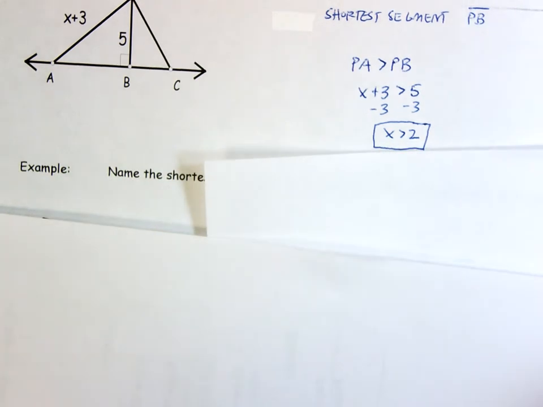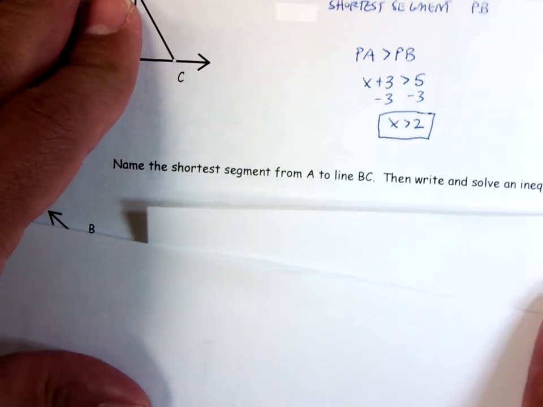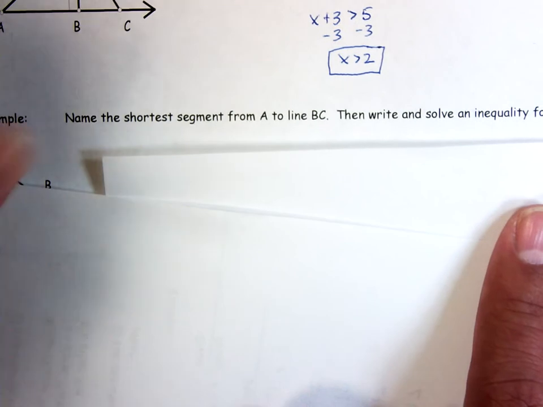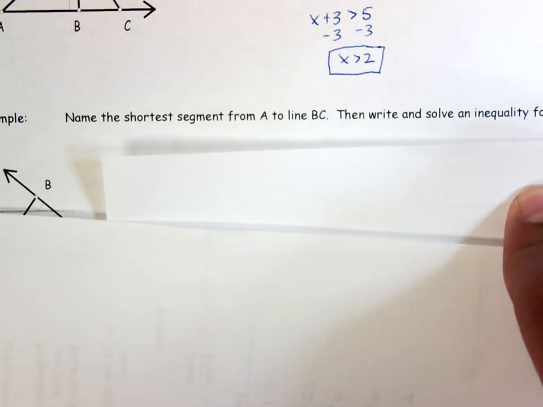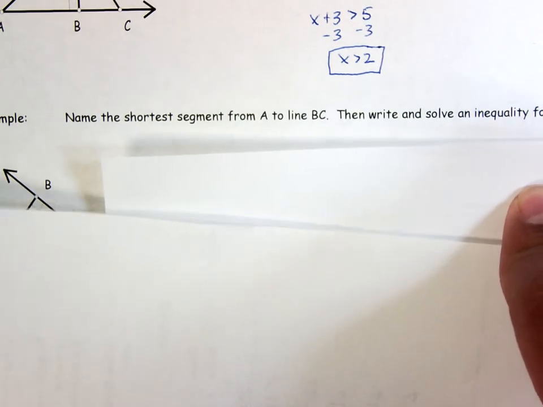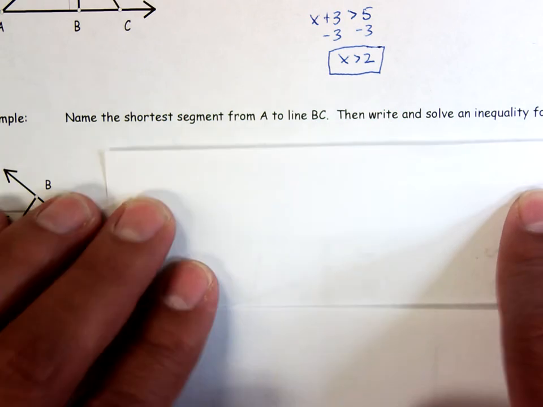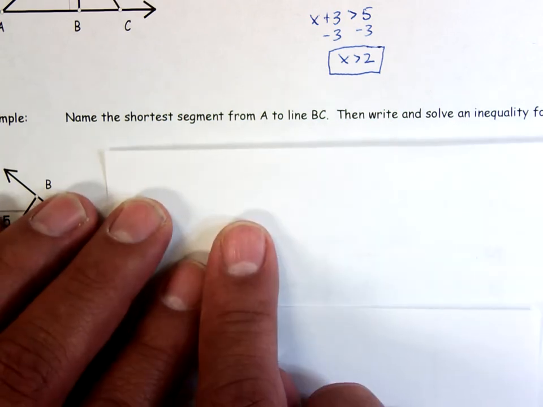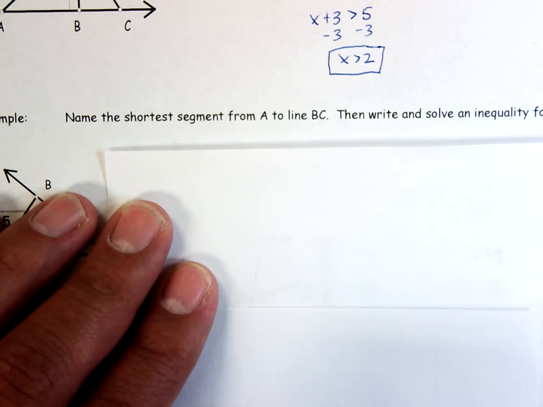Alright, try doing the next one on your own first. Again, you'll benefit from this more instead of just copying what I'm doing if you actually try one on your own. We'll do a bunch of examples in class, but try one on your own. See if you can name the shortest segment and then write an inequality for x. Pause it now and try to do it on your own.